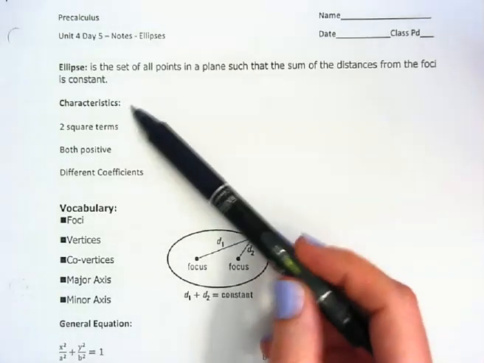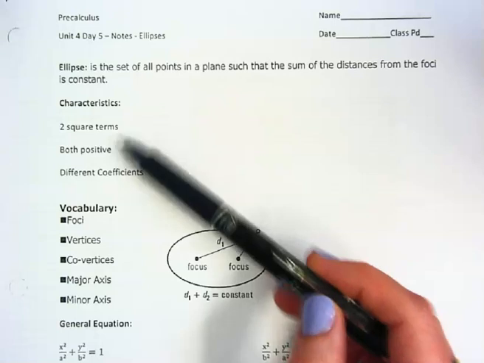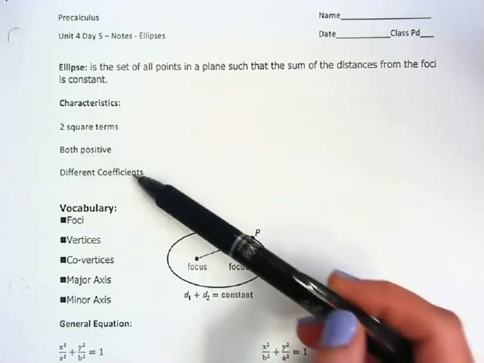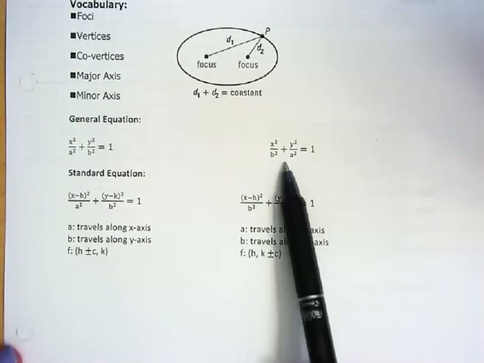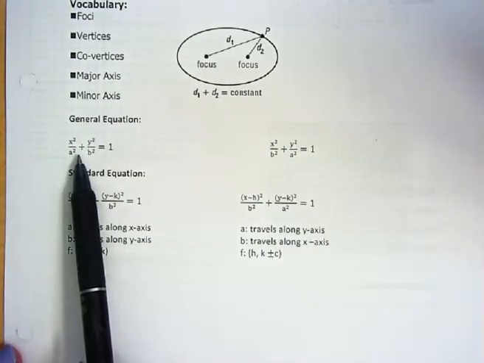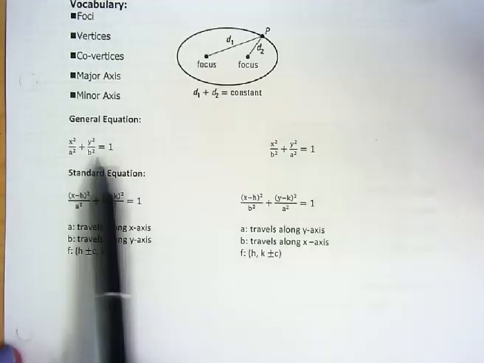Some characteristics of the equation for the ellipse is that it's got two square terms, both of them are positive, and their coefficients are different. So if you look down here at these basic equations, there's a plus between them. Their coefficients are the a squared and the b squared. They're different.